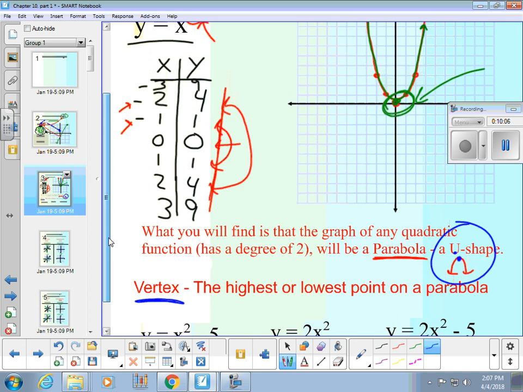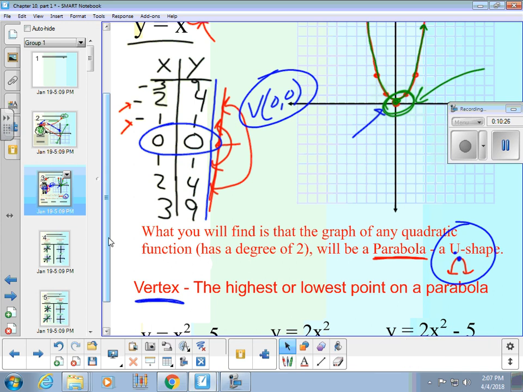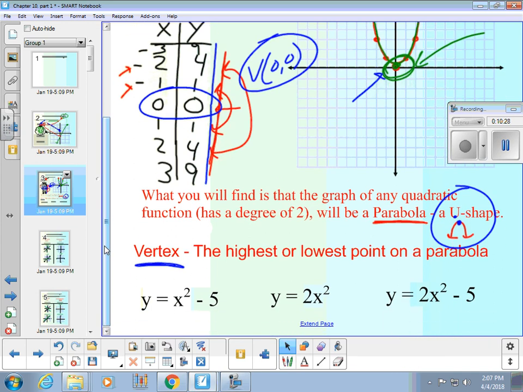And in our table, sometimes we can find it. Taking a look at our table up here, I bet you can see from the table, going from top to bottom: 9, 4, 1, 0, 1, 4, 9. Right here, our vertex, labeled with a V, is (0, 0) for this particular graph.